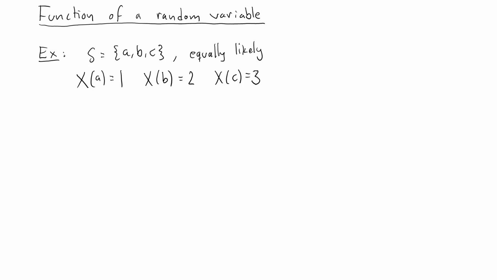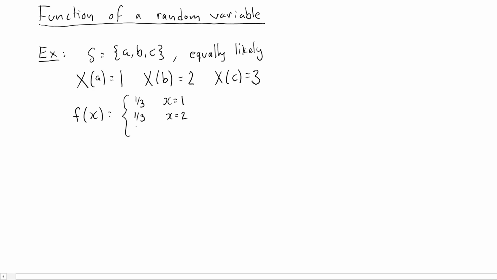And if the possible outcomes are equally likely, then it's easy to see that the probability mass function is given by 1/3 for x equal to 1. There is a 1/3 probability that we will end up with a 1, and that happens exactly when the experiment picks A. 1/3 for x equal to 2, 1/3 for x equal to 3, and 0 for all other x.